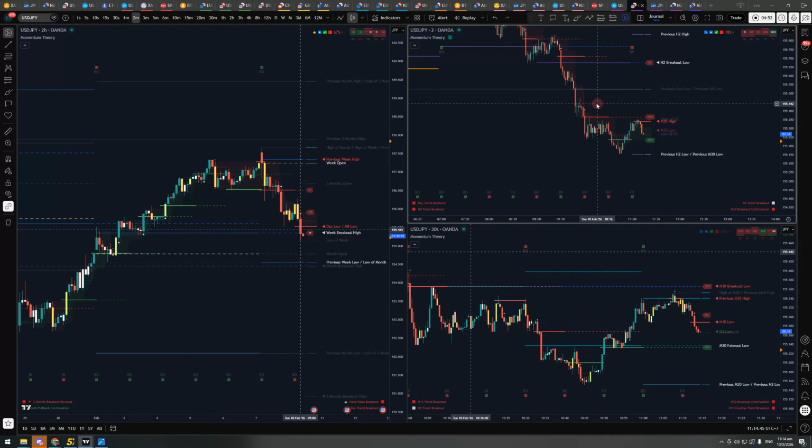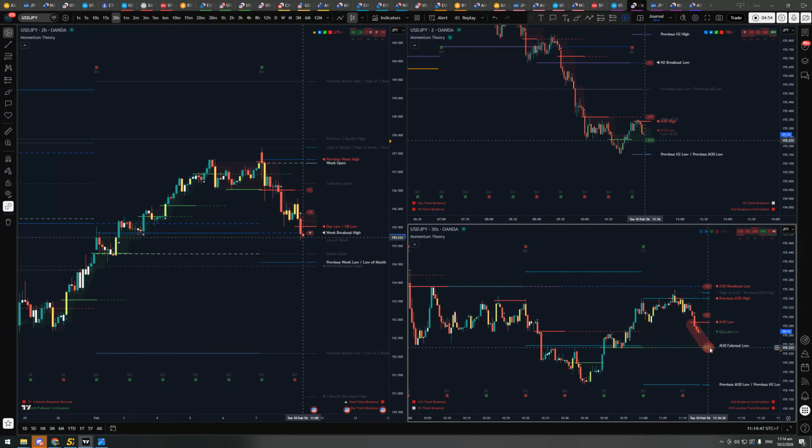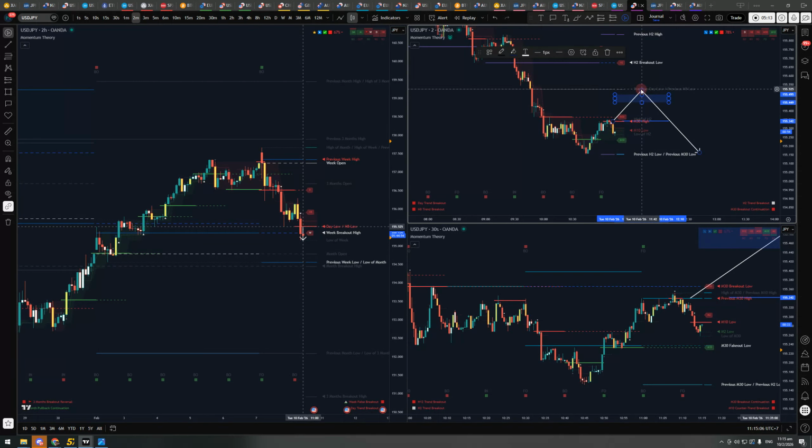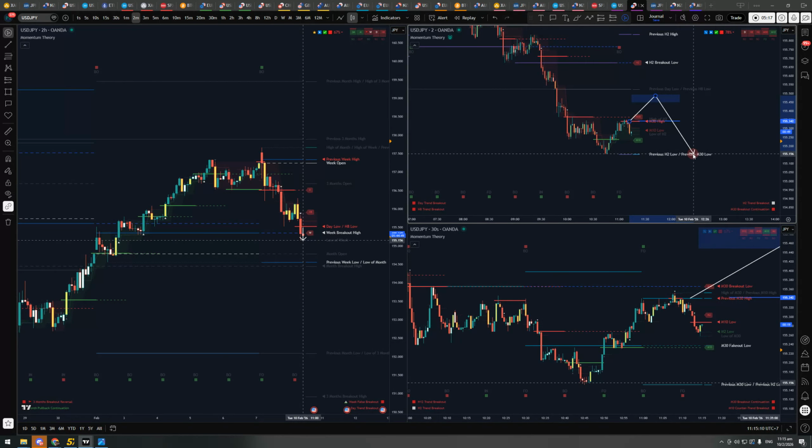Ideal scenario is actually for this to reject over here, since I missed this already, get back above, and then close as an M30 bullish breakout, and then get another attempt somewhere around here with rejection. That would be the ideal scenario. Timing is all right.